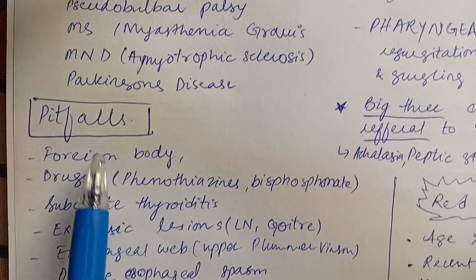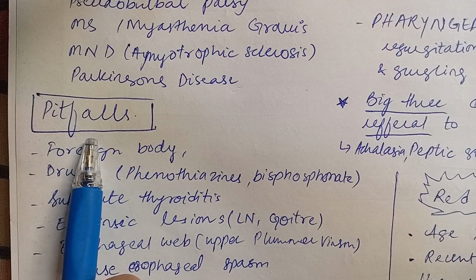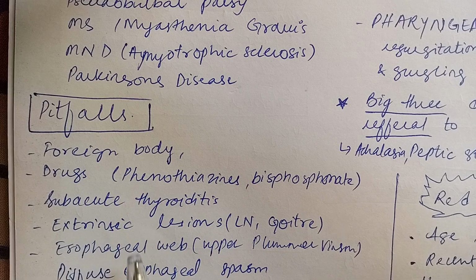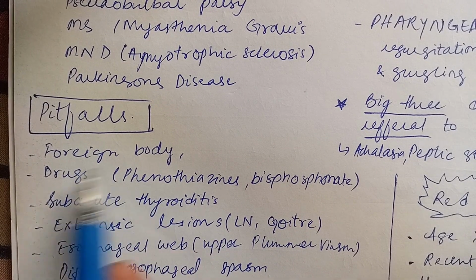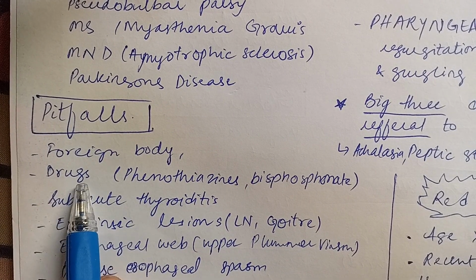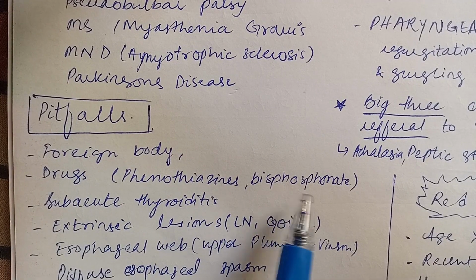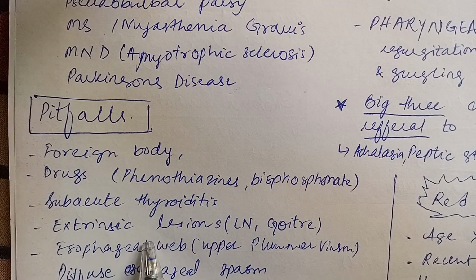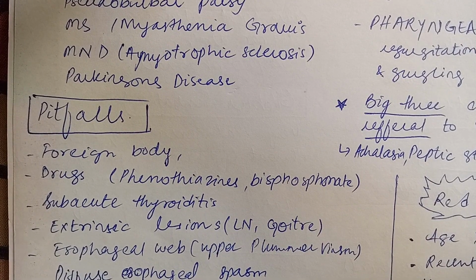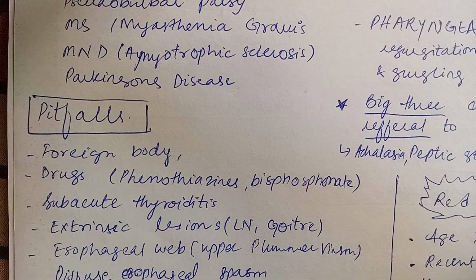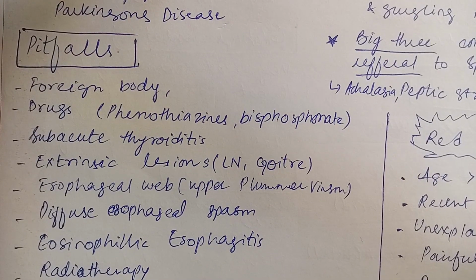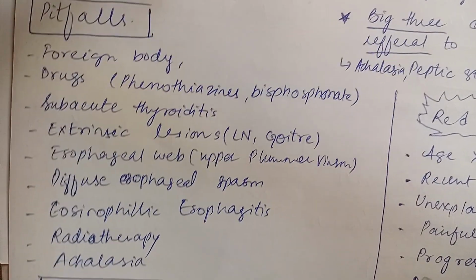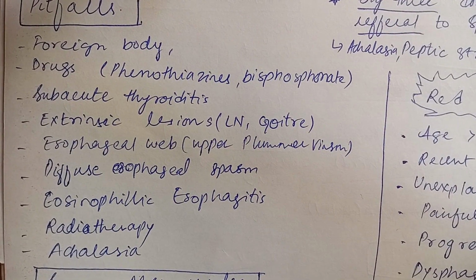Now we have the pitfalls. Pitfalls are the disorders that often get missed easily. They do not come to our mind normally. First of all, we have foreign bodies, then drugs. The patient is on certain drugs like phenothiazines, bisphosphonates, and some other drugs. Subacute thyroiditis, extrinsic lesions like lymph nodes, goiter, esophageal web, upper Plummer-Vinson syndrome, diffuse esophageal spasm, eosinophilic esophagitis, a cancer patient who is on radiotherapy, achalasia.